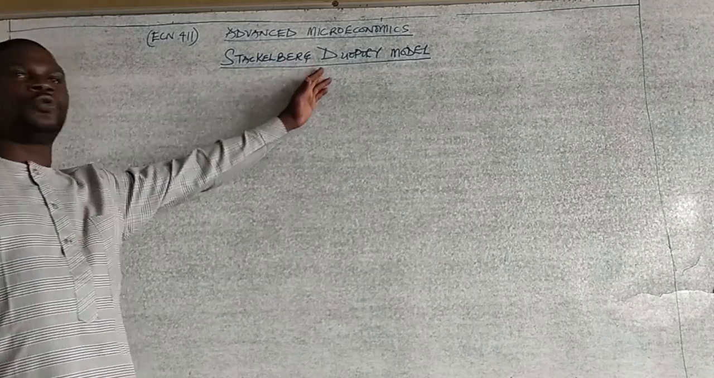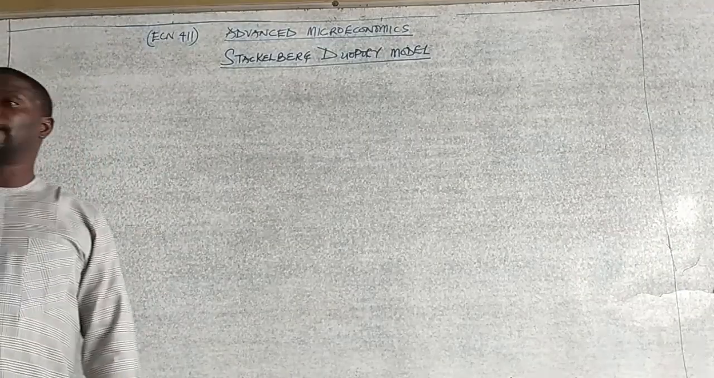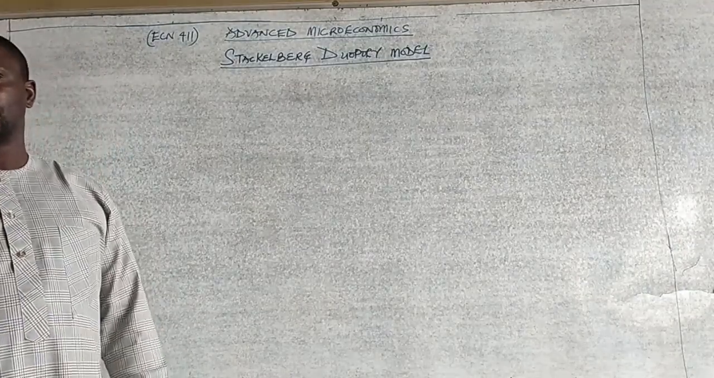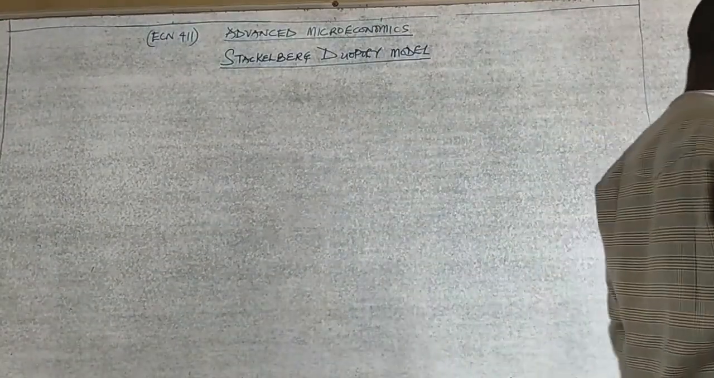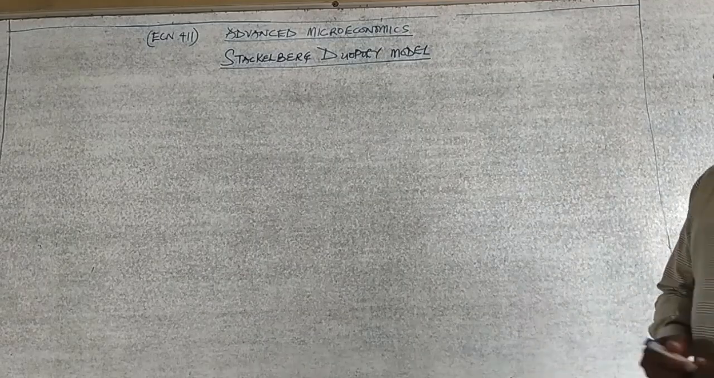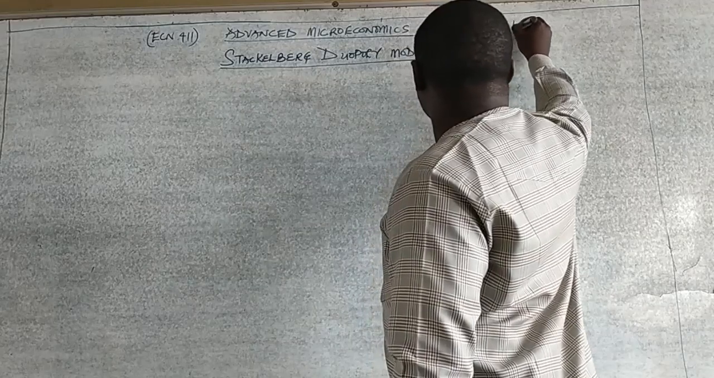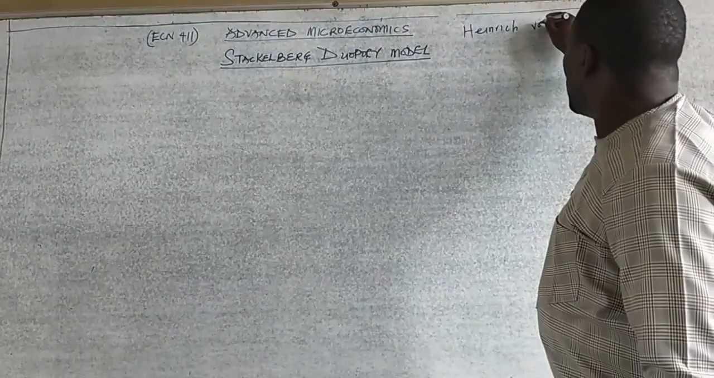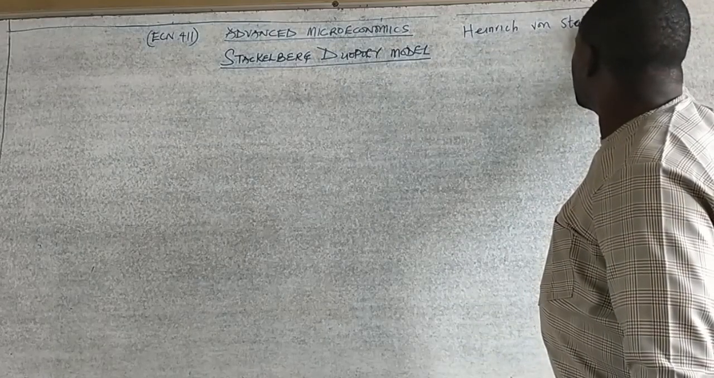Okay, the Stackelberg model was a model developed by a German economist known as Heinrich von Stackelberg. Heinrich is spelled H-E-N-R-I-C-H. Heinrich von Stackelberg.